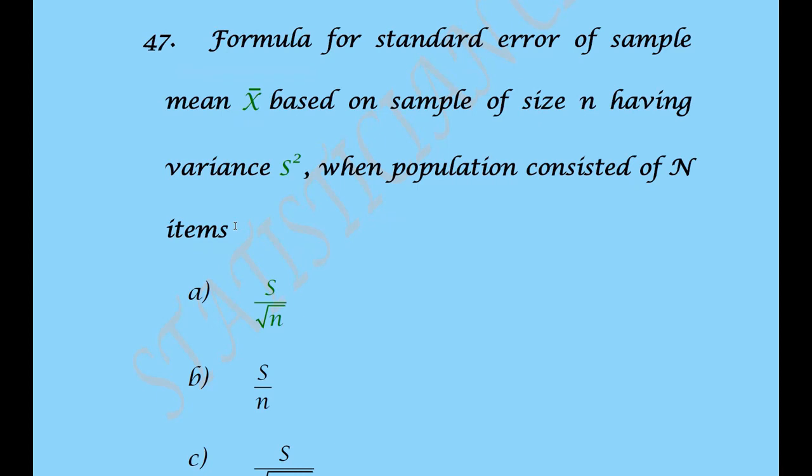Formula for standard error of sample mean x bar based on a sample of size n having variance s square when the population consists of capital N units. So its formula for standard error of sample mean is s over under root n.